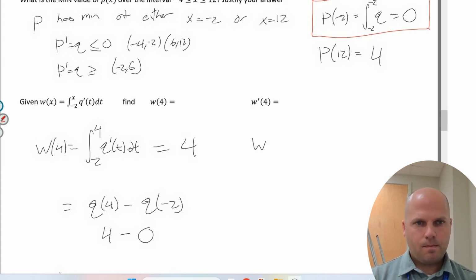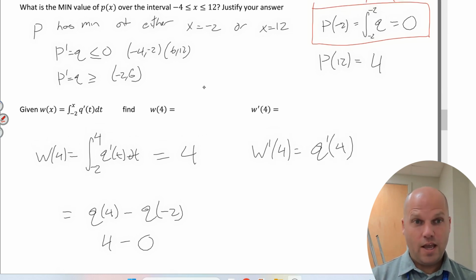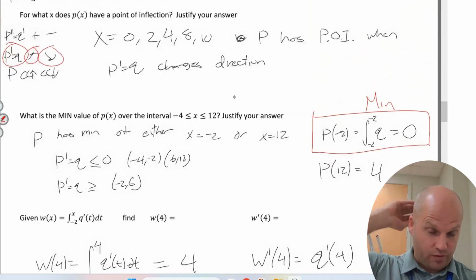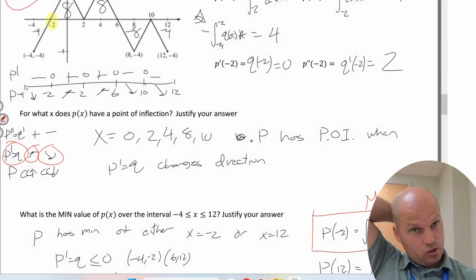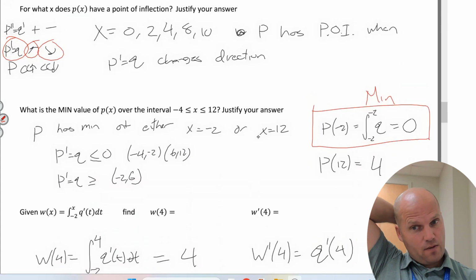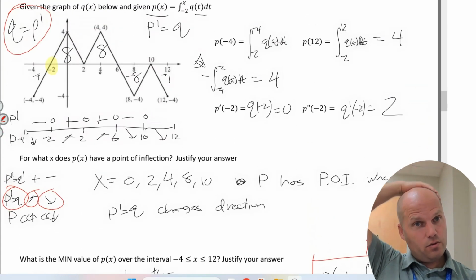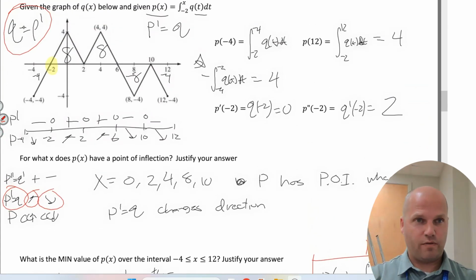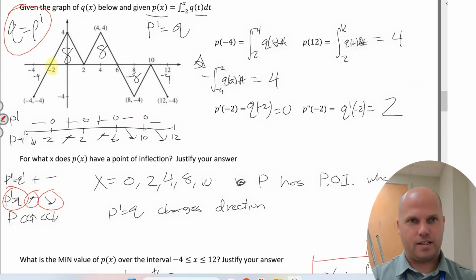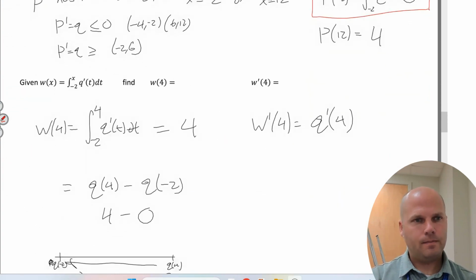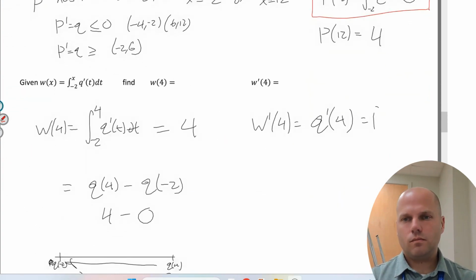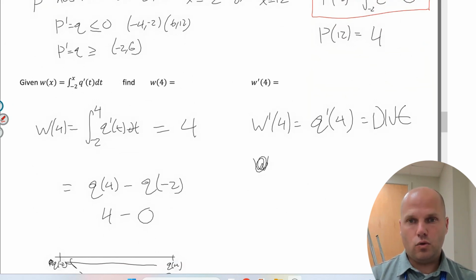W prime of 4 actually equals Q prime of 4. The derivative of the integral will go away. You won't add a derivative on the inside. So if I do 4, oh, the derivative of Q of 4 does not exist. Q has a sharp point.